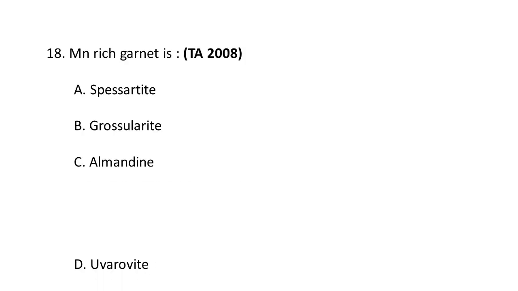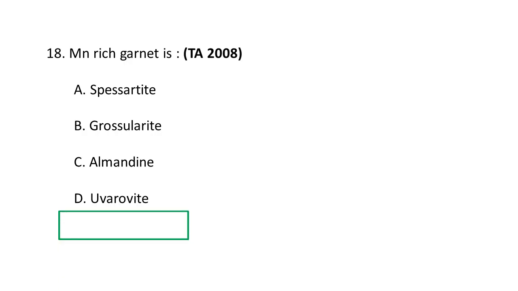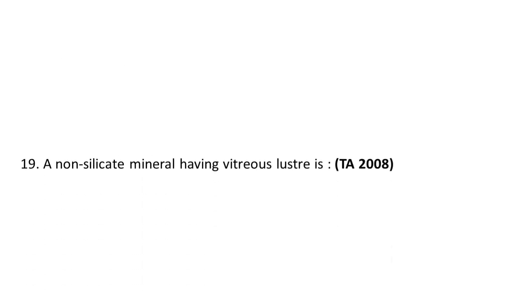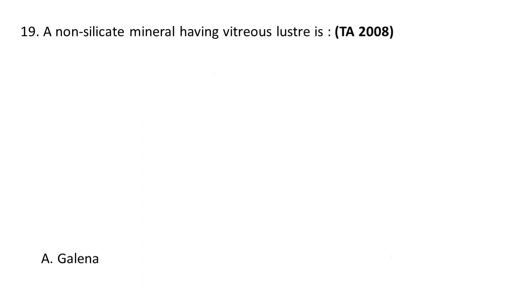Next question. Manganese rich garnet is A. spessartite, B. grossularite, C. almandine and D. uvarovite. Manganese rich garnet is known as spessartite. Spessartite is a manganese rich garnet and it is a manganese aluminum silicate with the chemical formula Mn3Al2Si3O12.